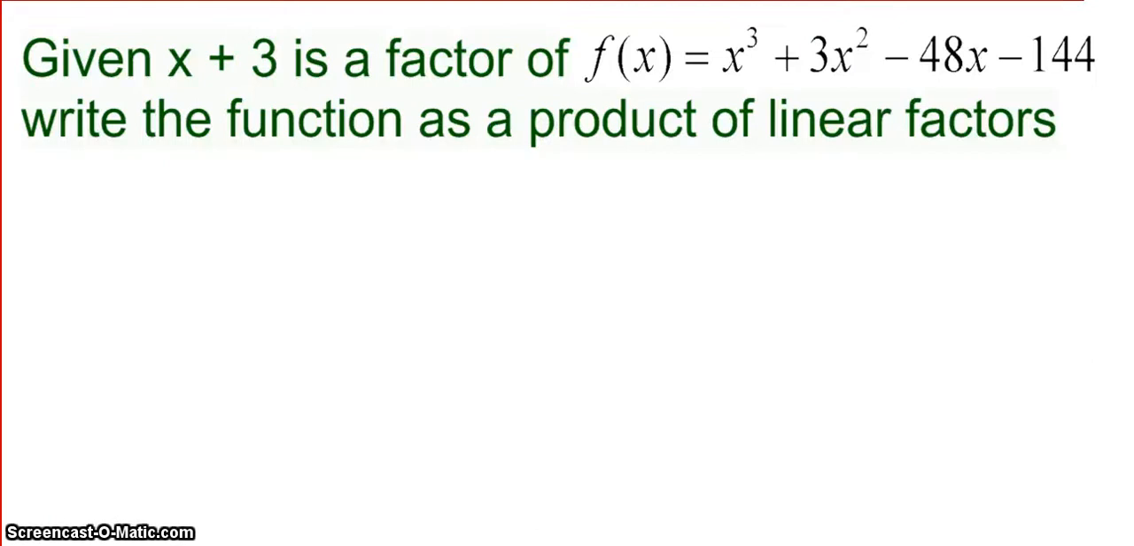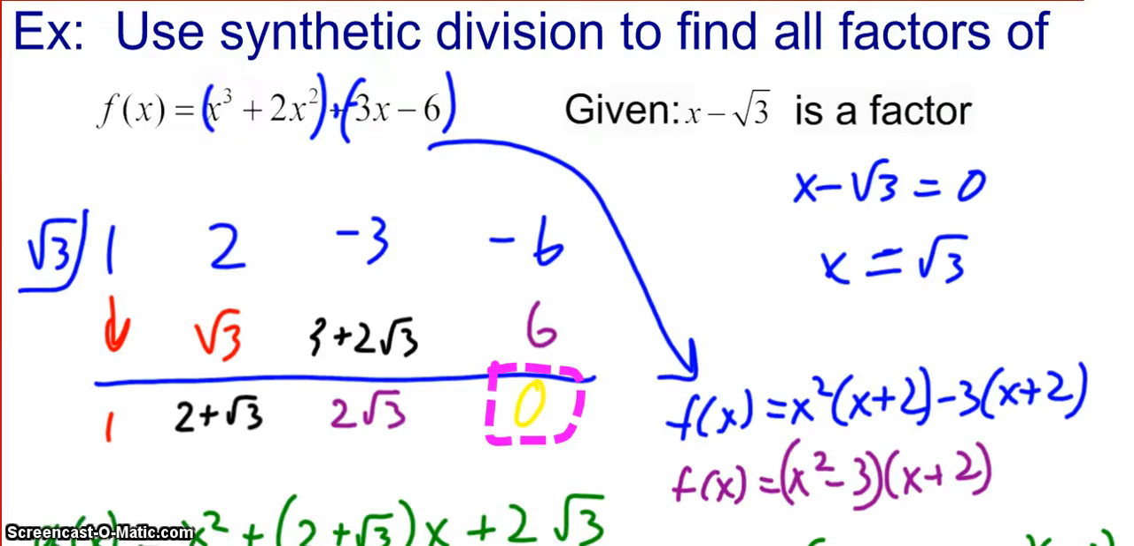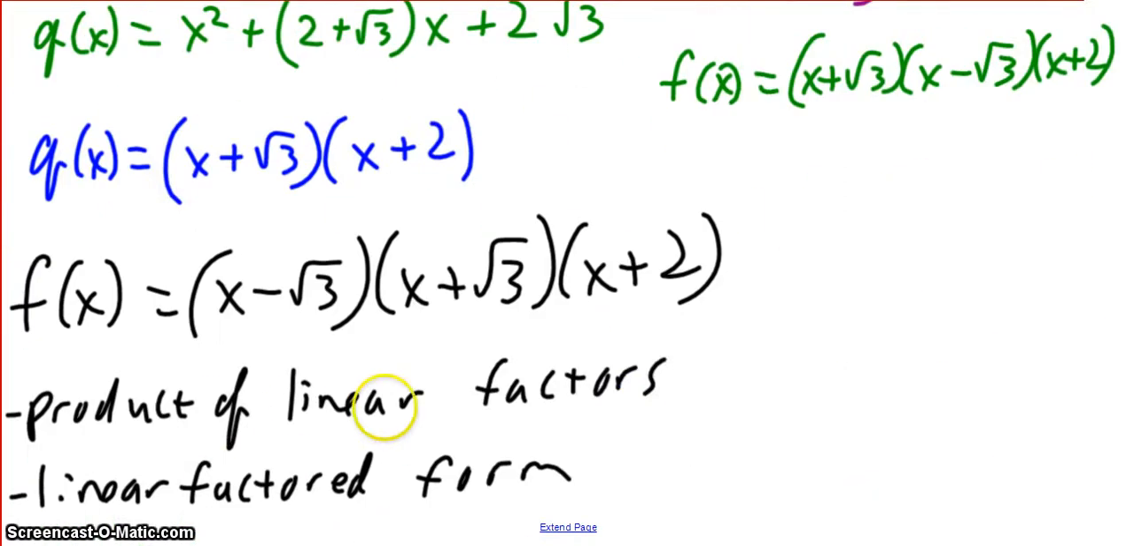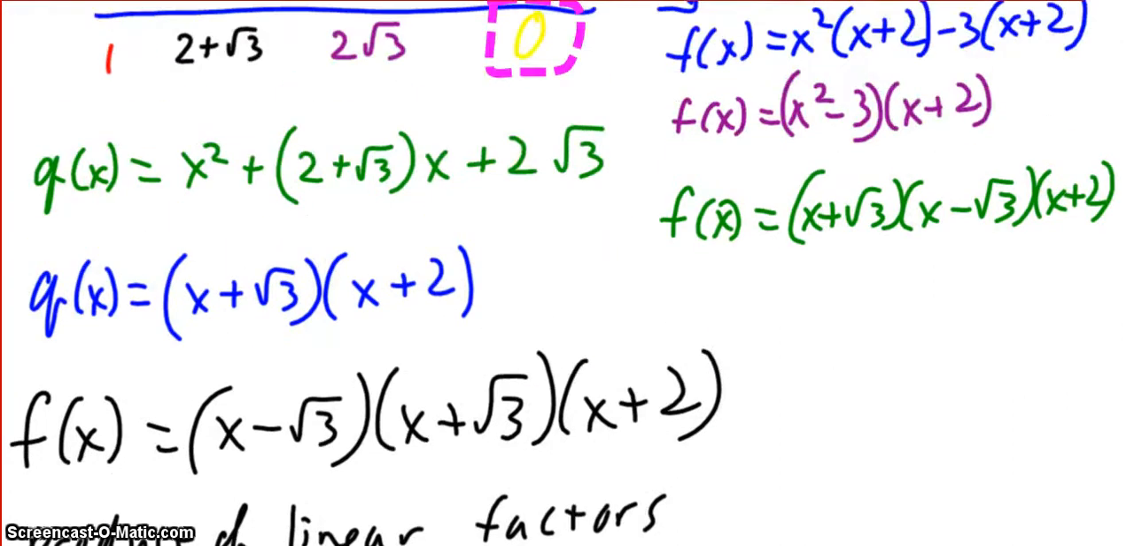Okay, next one. Given x plus 3 is a factor of the function, write the function as a product of linear factors. So I just told you what that meant on the previous problem. Product of linear factors. These are all linear. What makes them linear? They are first degree polynomials. So again, if I look at this right here, f of x equals x squared minus 3 times the quantity x plus 2, this is a product of factors. This right here is not a linear factor because it is x squared.